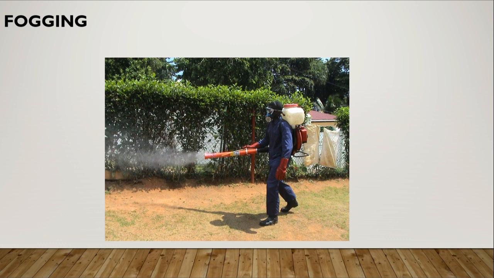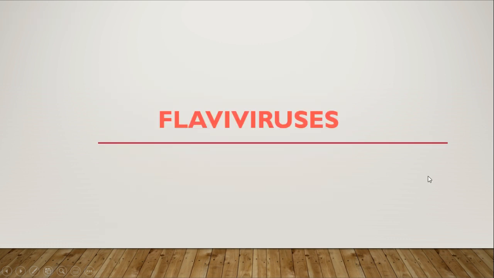And talking about the prophylactic measures, there's no specific prophylaxis available. Vaccinations are still under trial. Unfortunately, it's still under trial, and the best method is fogging; vector control is an effective method to prevent these kinds of viral infections.